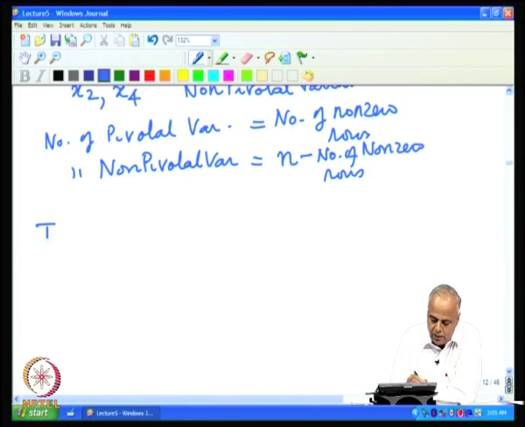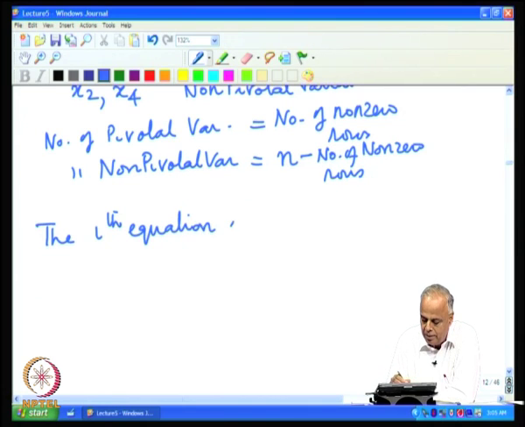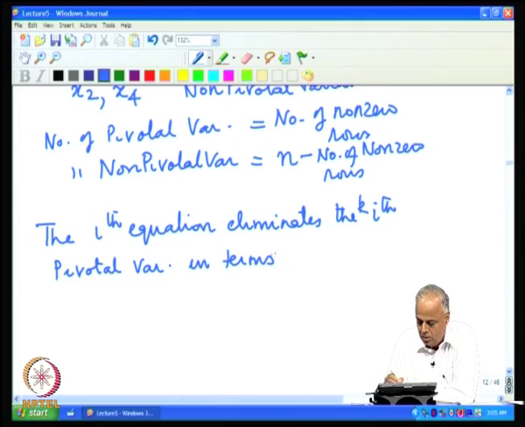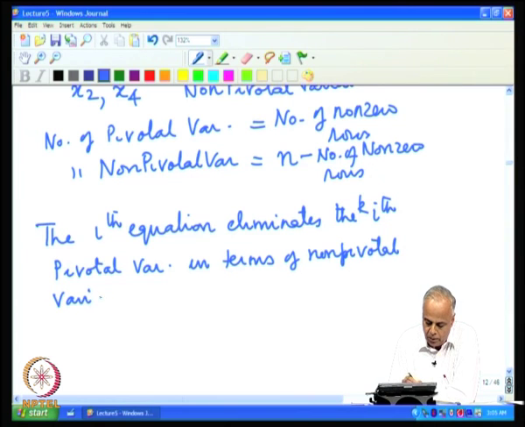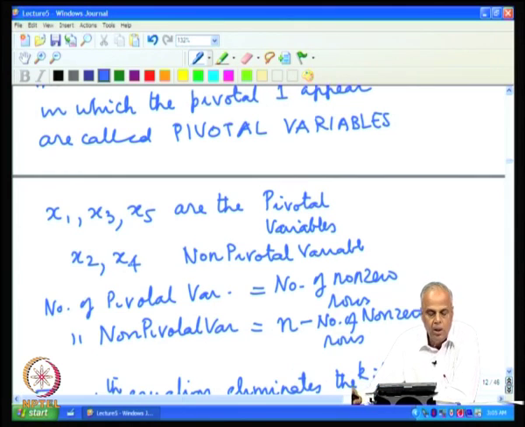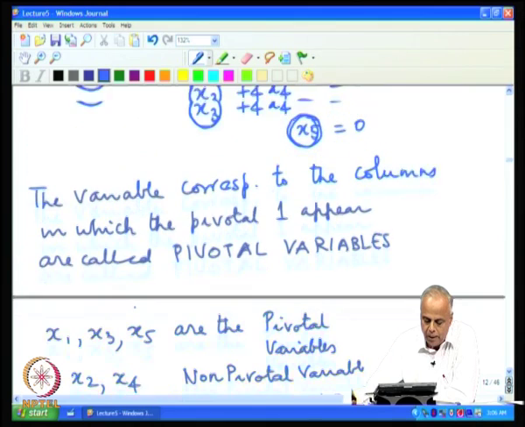So, the ith equation eliminates the ith pivotal variable in terms of non-pivotal variables. So, therefore, in this example we have x1 is eliminated in terms of x2 and x4, x3 is eliminated in terms of x2 and x4, x5 is eliminated in terms of x2 and x4. Let us go back to the system again.